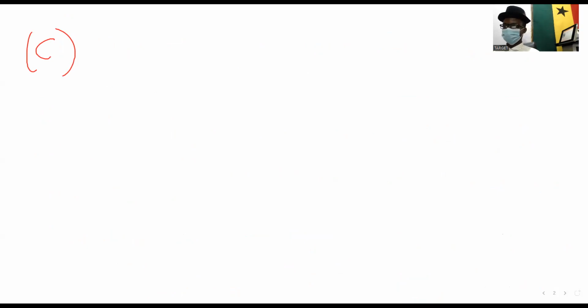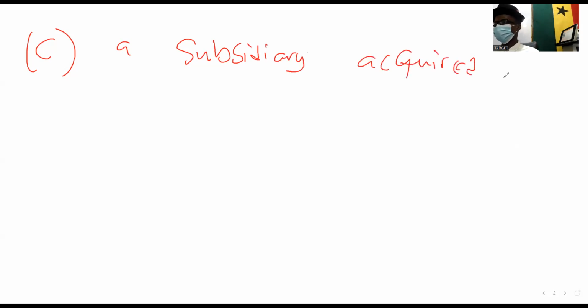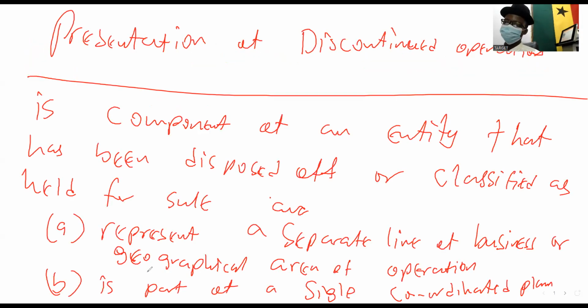And it's a subsidiary acquired exclusively with a view of what? Resale. So take notice, a subsidiary acquired exclusively for resale. So acquired for resale. That's all. So this, according to IFRS 5, discontinued operations are this.